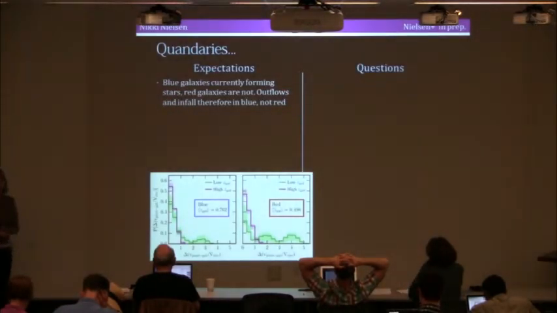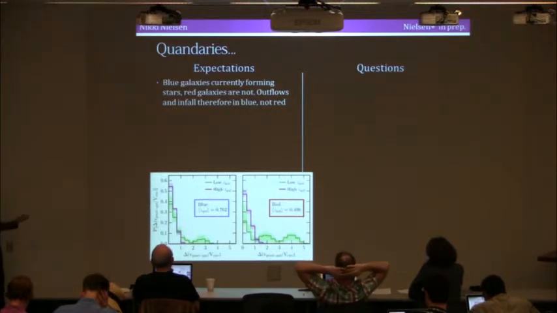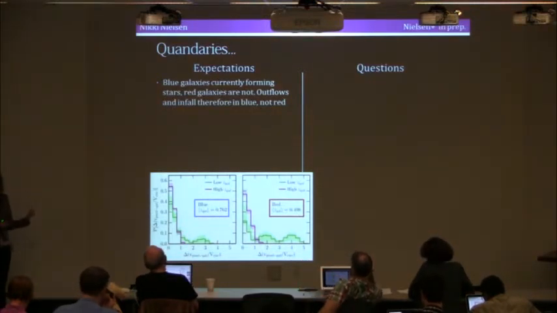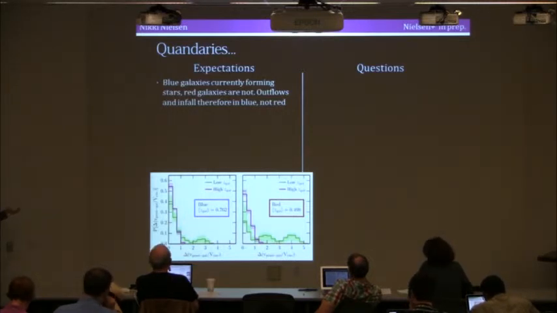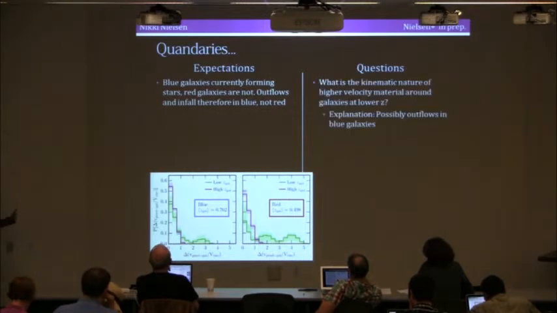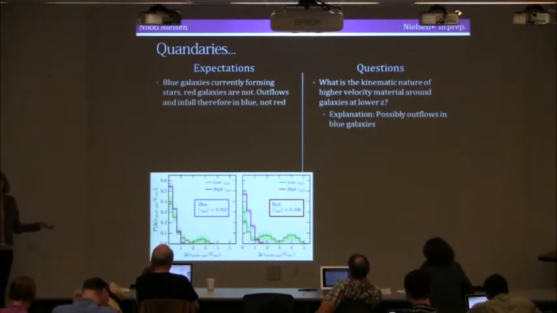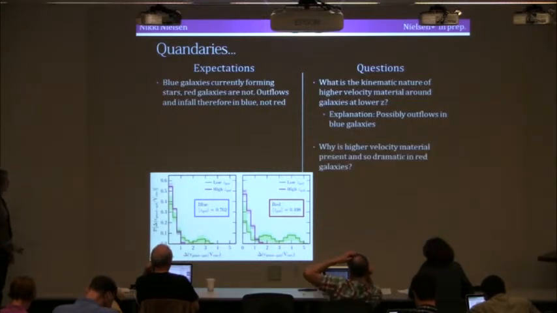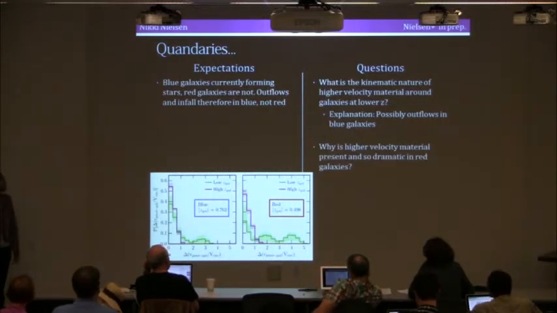Back to my expectations. I said that blue galaxies are expected to be evolving actively, whereas red galaxies are passively evolving, so maybe we should see the outflows and infall in blue rather than red. So the question then becomes, what is this stuff at low redshift? Well, possibly it's outflows in the blue galaxies. That might make sense. But then why do we have the high velocities in the red galaxies as well? This is kind of weird.